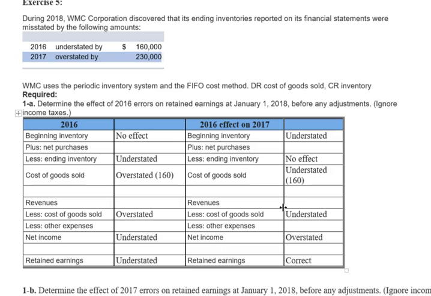She's barking. But anyway, by understating our retained earnings by 160, we correct it here by overstating our income. So we actually would end up correcting retained earnings.